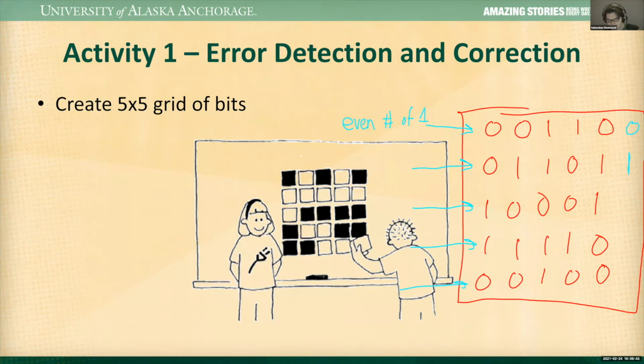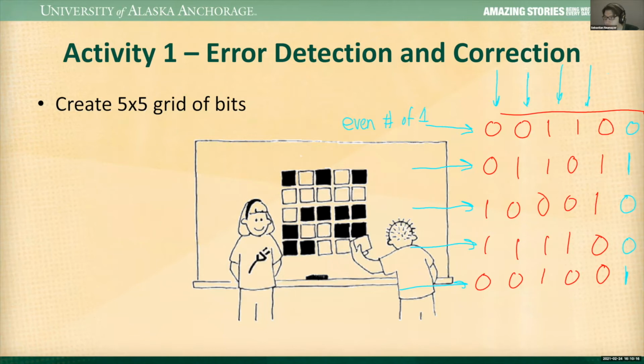The 3rd row should have its parity bit set to 0, so it has an even number of ones in the 3rd row. The 4th row should also be set to 0 because again, we have 4 ones already. And the 5th row should be set to 1 so that there's an even number of ones on the last row. Okay, and we're going to do the same thing, but now we're also going to do it for the columns.